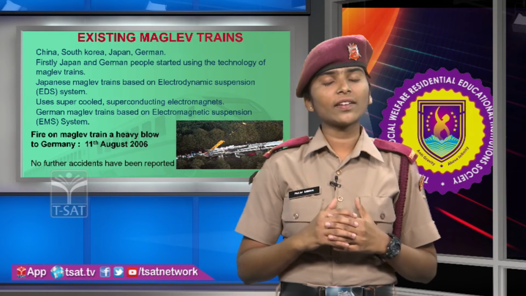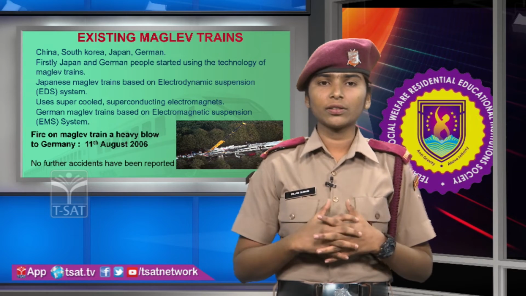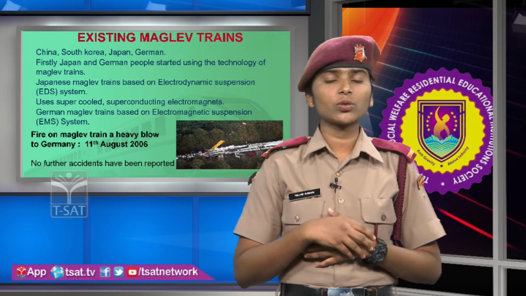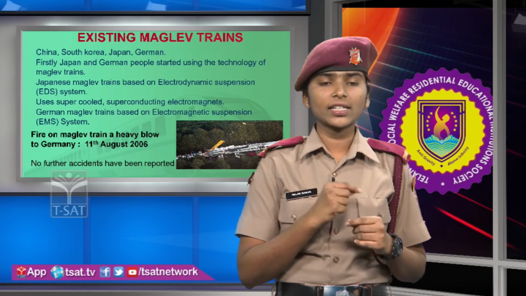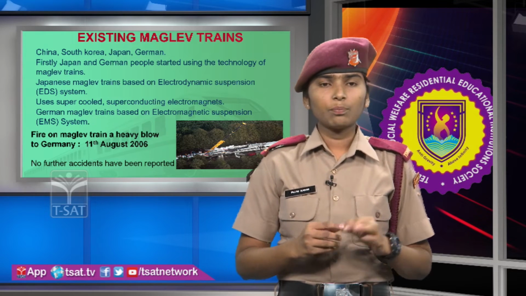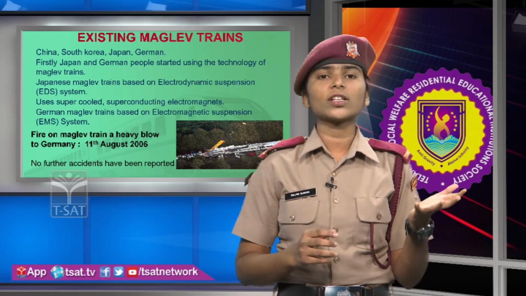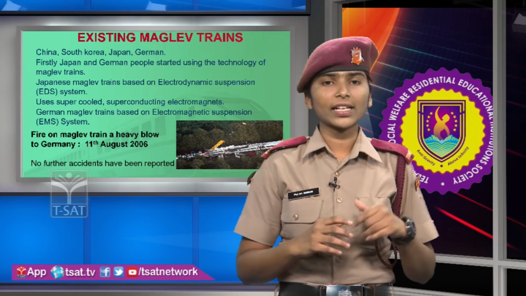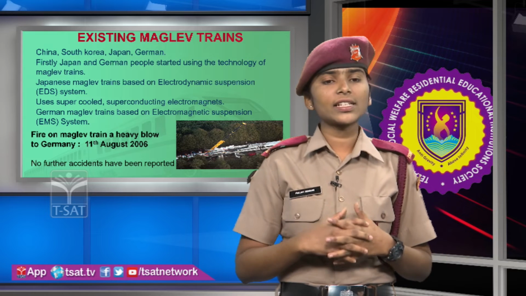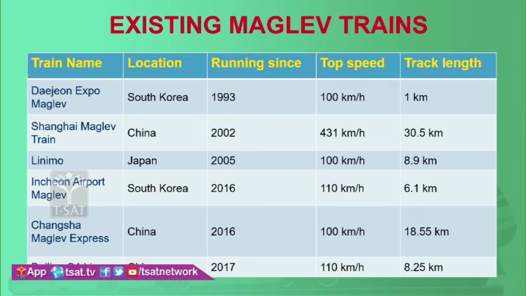Now let me explain the tragedy which happened on August 11, 2006. A maglev train accident occurred on August 11, 2006. People are still researching to find the problem behind it, but they made sure that no further accidents happened. No further accidents have been reported since then.